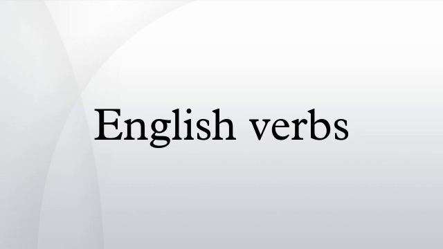Copula, auxiliary and modal verbs. The copula verb be has multiple irregular forms in the present tense: am for first person singular, is for third person singular, and are for plural and second person. It also has two past tense forms, was for first and third person singular, and were for plural and second person. The past participle is been, and the present participle and gerund is the regular being.